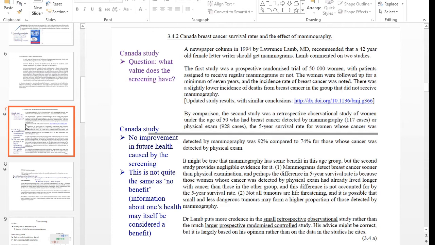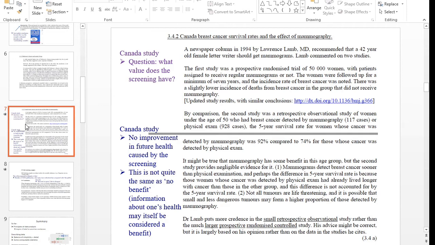The first study was a prospective randomized trial of 50,000 women, and patients were assigned at random either to receive regular mammograms or not, and the women were followed up for at least 7 years, and the incidence rate of breast cancer was measured. It turns out there was a slightly lower incidence of deaths from breast cancer in the group which did not receive mammography, although I believe it was lower but not significantly lower. There's a link to an updated version of this study in the notes, and it's up to 80,000 women with the same result.